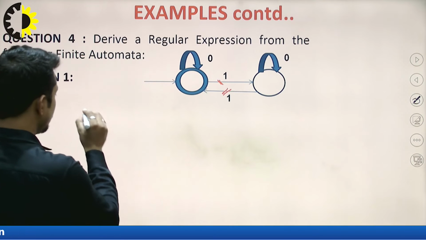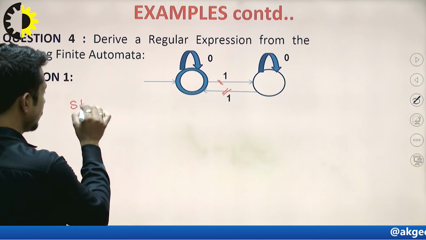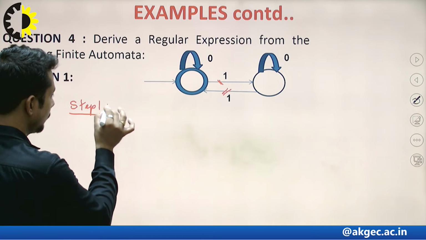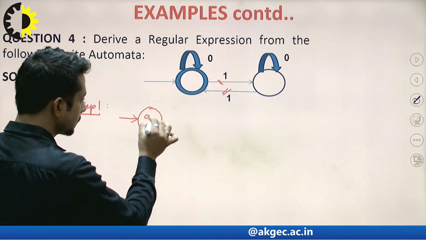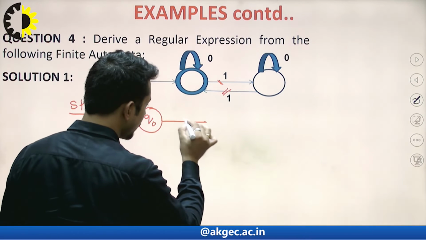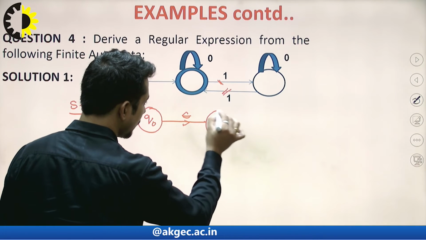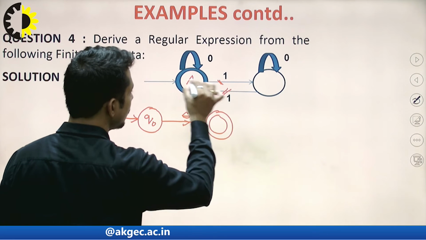Okay, so let me do step number 1. Step number 1 will be what? Initial state should not have any incoming edge. So I will make Q naught an initial state, and from here I will make an epsilon transition and make, suppose this one is A and this one is B.